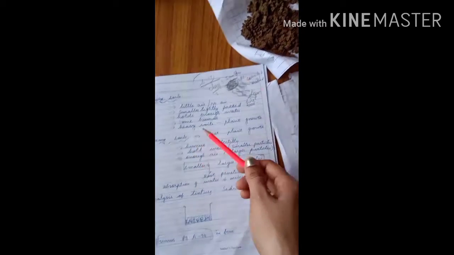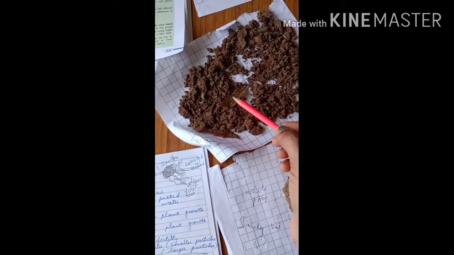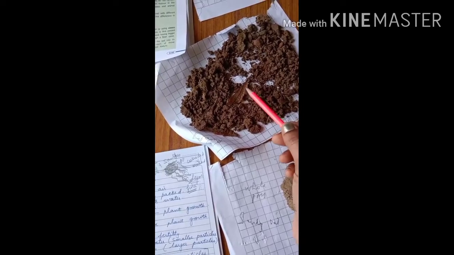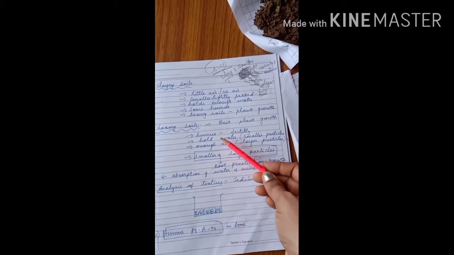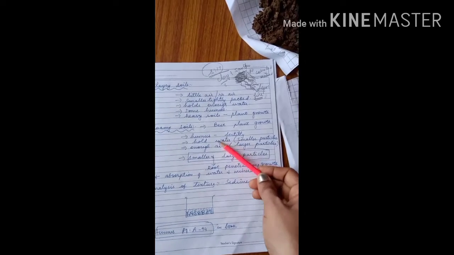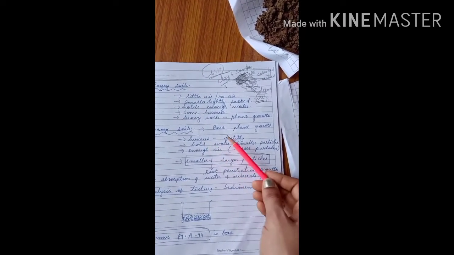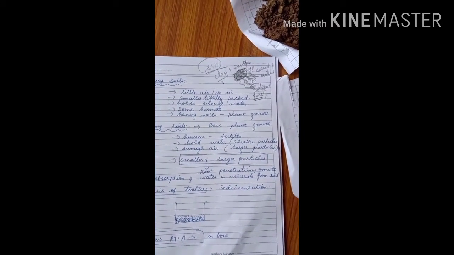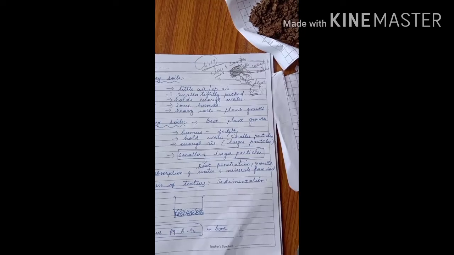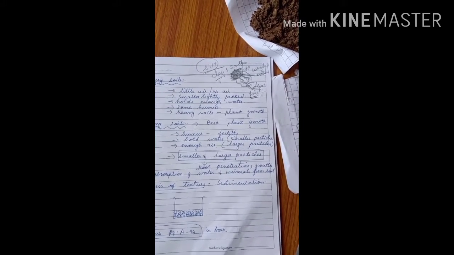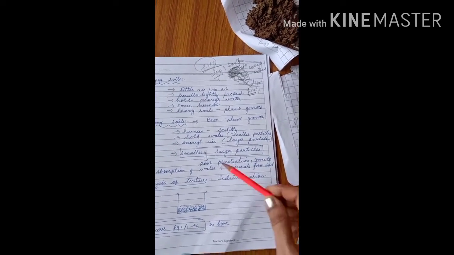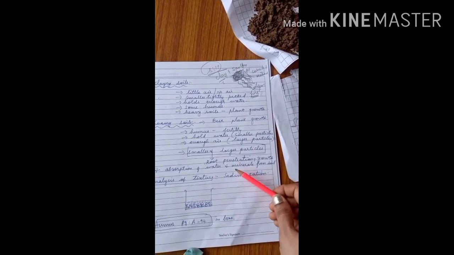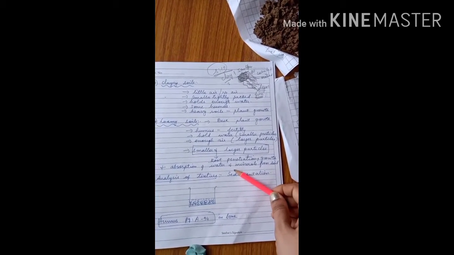Next one, loamy soil. Here I already told about loamy soil. The soil with different sized particles, smaller and larger particles, is called loamy soil. Loamy soils are best for plant growth because they contain humus. It provides fertility to the soil and holds sufficient water due to the presence of smaller particles, and contains enough air due to the presence of some large particles also. And this permits the roots of the plants to grow and absorb water and minerals from the soil.